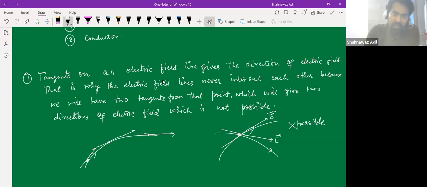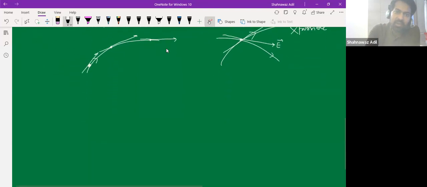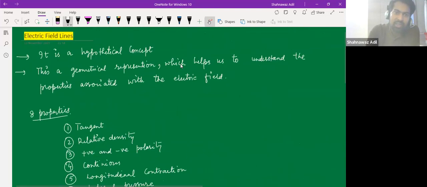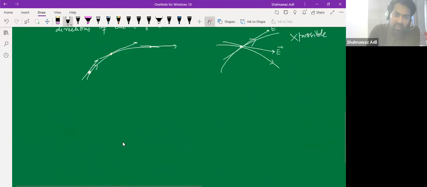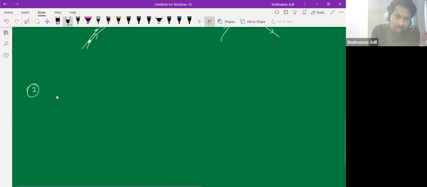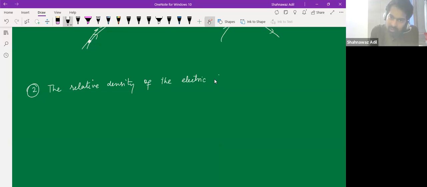Yes, sir. Okay, and the second point was relative density, right? The relative density of the electric field lines gives the strength of the electric field.